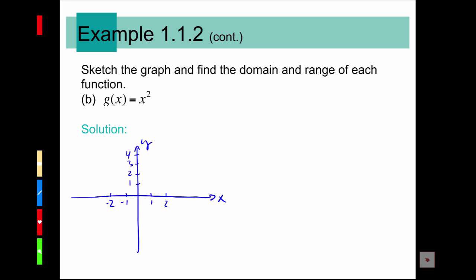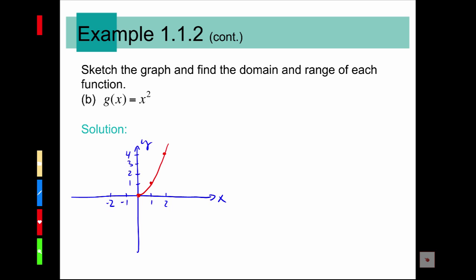Now we want to sketch a graph of the function. The first thing we can do is note that when x equals 0, g of x equals 0. And so the graph goes through the origin. Now we can just substitute in a few different values of x to get a sense of what the graph is going to look like. When x equals 1, the value of the function is 1. When x equals 2, the value of the function is 4. And in fact, this is a parabola, and so we can sketch out a rough curve that's going to look something like that.